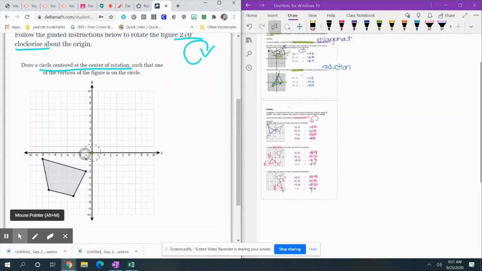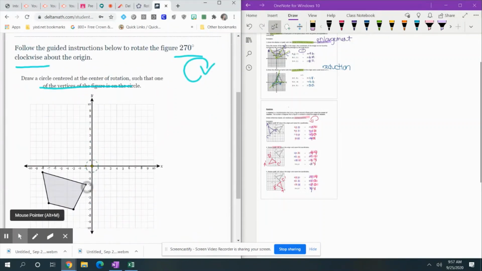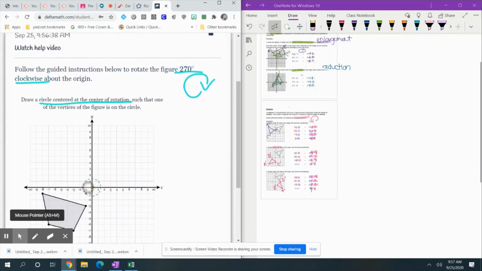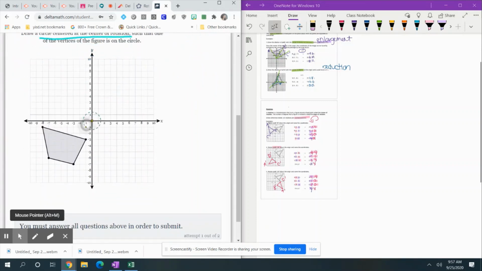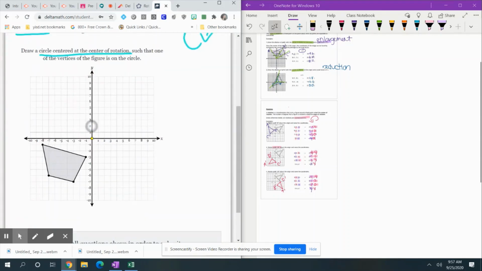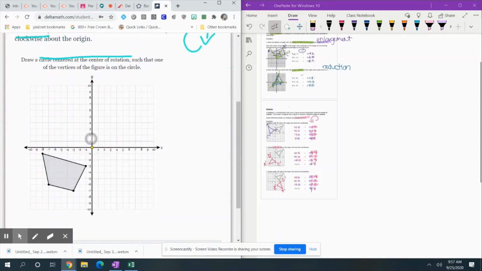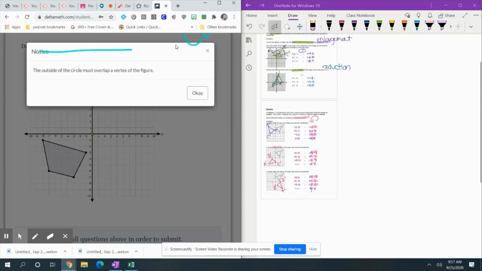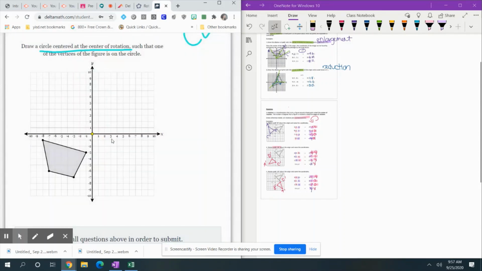I don't know why it keeps doing that. Okay, sorry. It keeps scrolling down when I try moving it. Let me try with my mouse. Maybe it'll work better with the mouse. I was using my stylus. Maybe not. Oh, there you go.